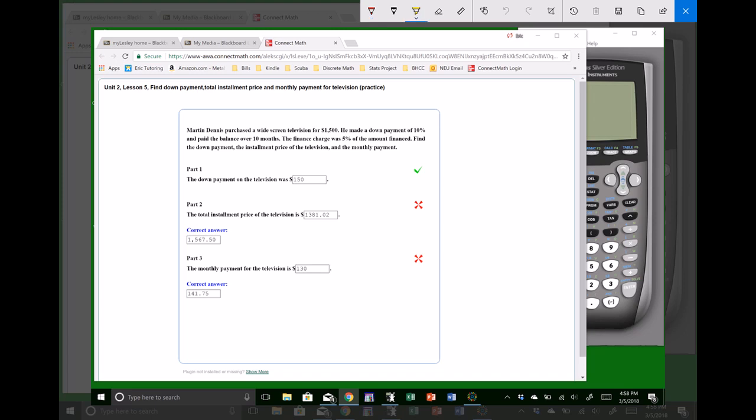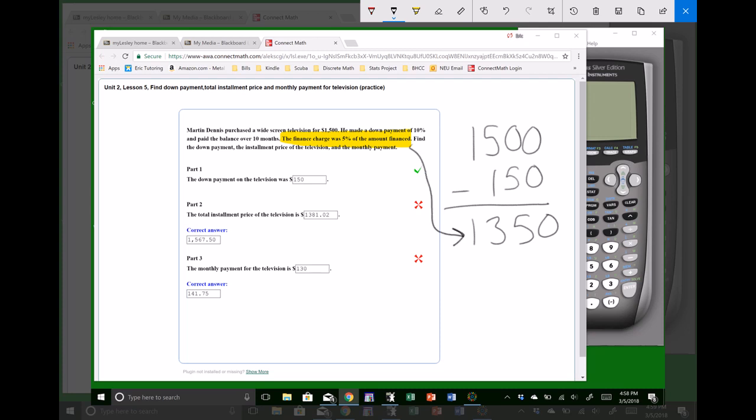So this finance charge was 5% of the amount financed. Well, what is that? We're starting off with a price of 1500, neglecting the sales tax. So the price is 1500, down payment of 10%. 10% of 1500 is 150, so you're financing 1350. What I have highlighted here in yellow, the finance charge was 5% of the amount financed. This is the amount financed, the 1350.